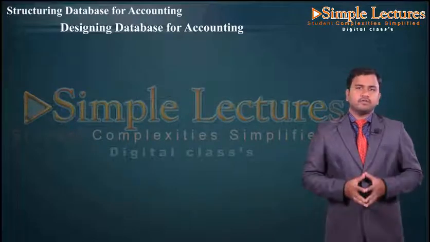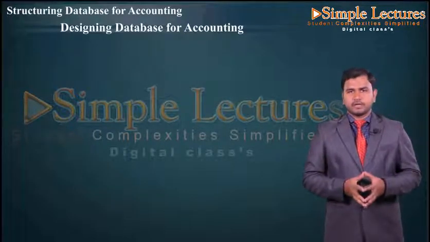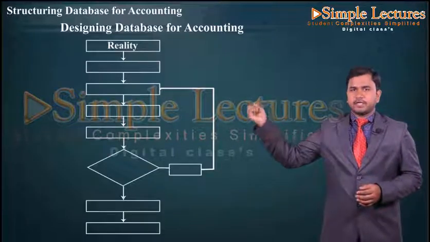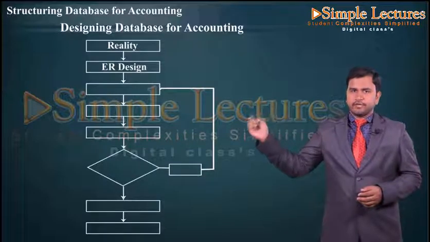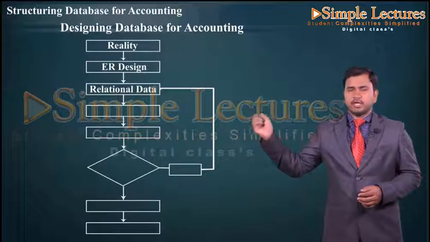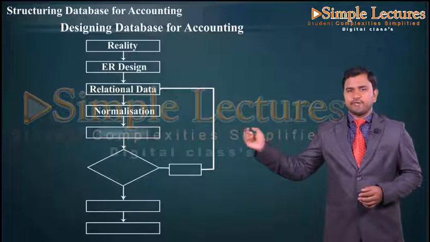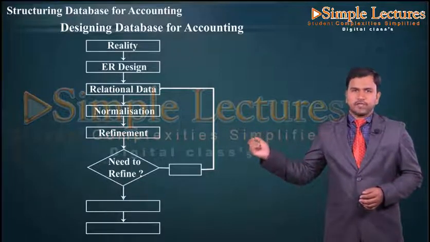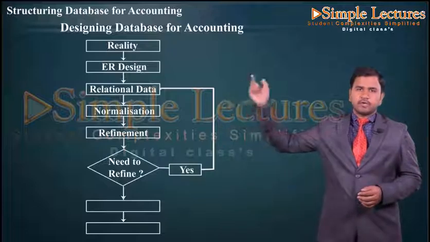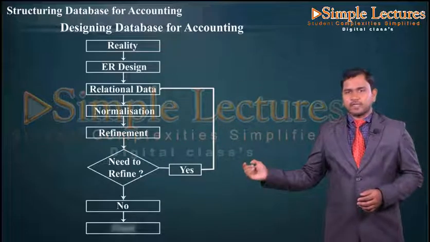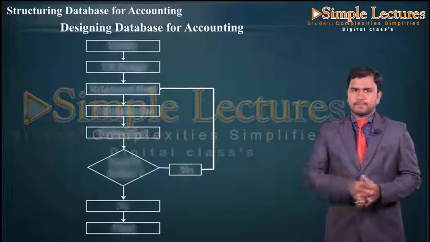Now let us have a look at how the flow chart will appear. We will have reality, which is connected to ER design, then the relational data model, and then normalization, then refinement, where we need to decide whether to refine. If yes, it goes back to the relational data model. If no, the final answer will be generated.